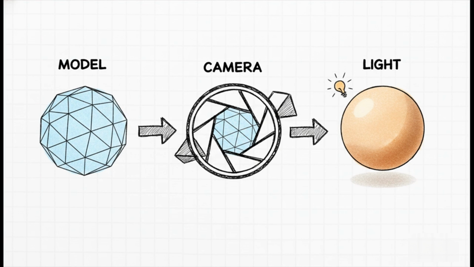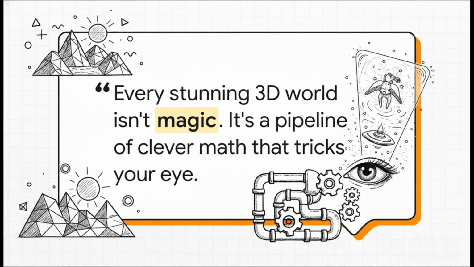So let's just recap the whole thing, right? First, you model the shape. That's our digital blueprint. Then, you tell the camera what to look at, figuring out what's hidden. And finally, you paint it with light to make it look real. Model, camera, light. That's the whole trick right there. So the big idea to take away from all this is that every single incredible 3D world you've ever gotten lost in, it isn't magic at all. It's just a brilliant pipeline of clever math and incredible artistry, all working together for one purpose: to trick your eye into seeing a reality that was built from absolutely nothing.